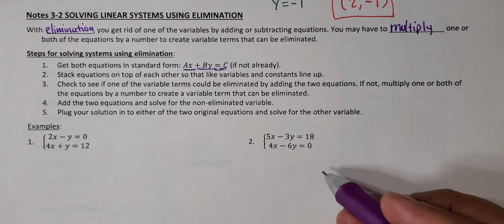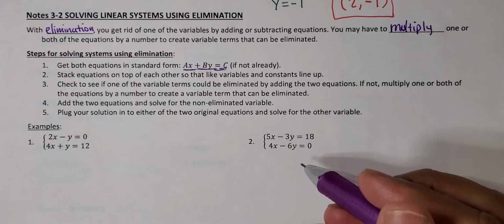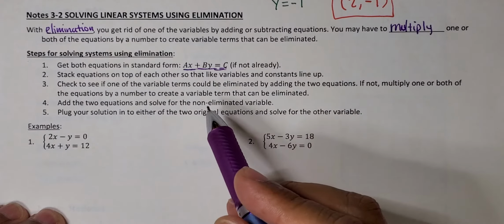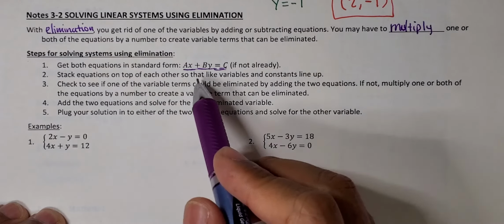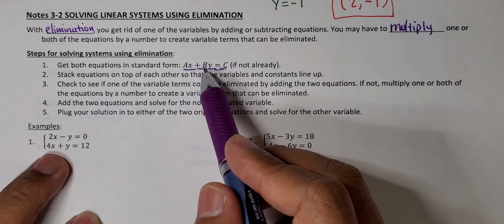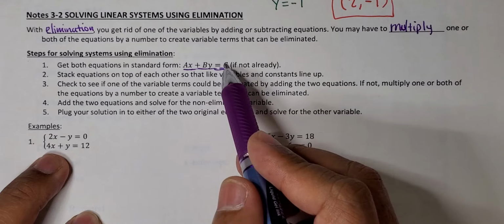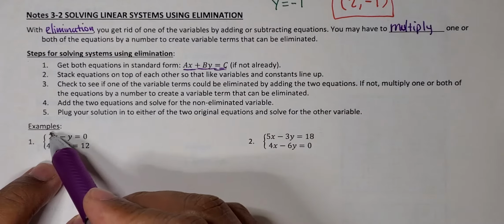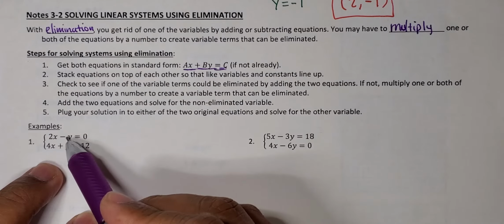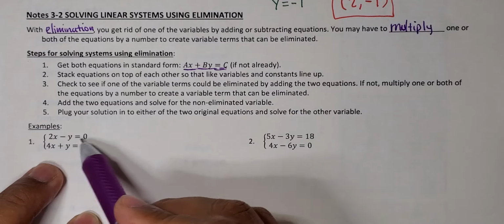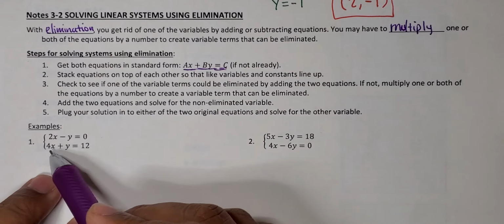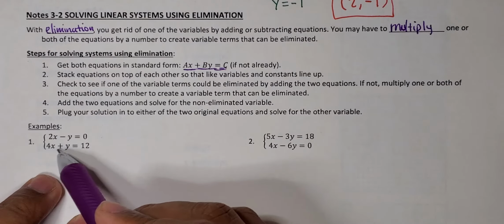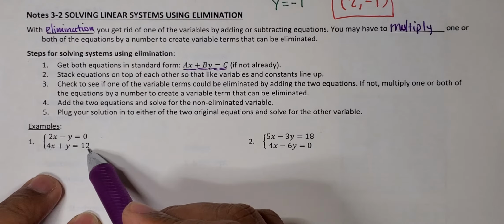The first example is going to be a simple one. The first thing you have to look at is that the equations have to be in standard form: ax plus by equals c, where c is a constant. As you can see, the value of a in this case is 2, and the value of b is -1, and this is already in standard form. The second one is also already in standard form: ax plus by equals c.